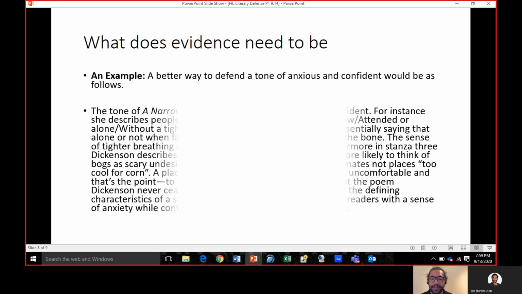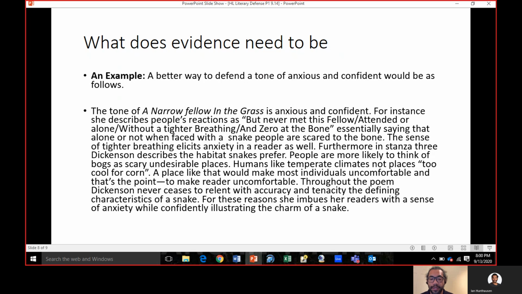So here's an example. If someone asks me, what's the tone of A Narrow Fellow in the Grass by Emily Dickinson, I'd say, well, the tone is anxious and confident. I would say something like this example, which is also in your worksheet that you can reference. The tone of A Narrow Fellow in the Grass is anxious and confident. For instance, she describes people's reactions as, "But never met this fellow, attended, or alone, without a tighter breathing, and zero at the bone." Essentially saying that alone or not, when faced with a snake, people are scared to the bone. The sense of tighter breathing elicits anxiety in a reader as well.